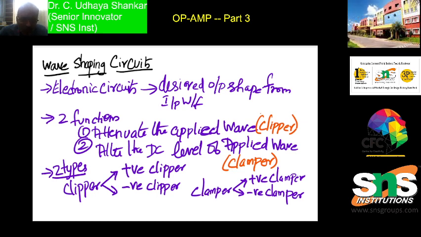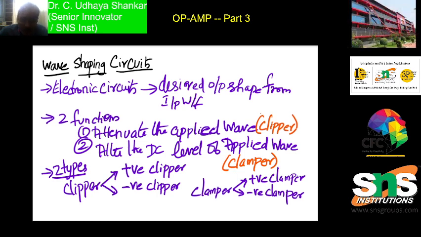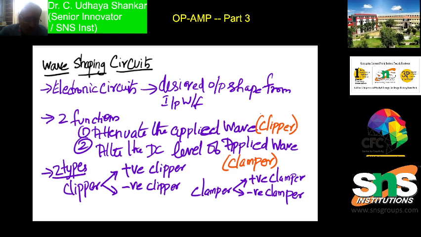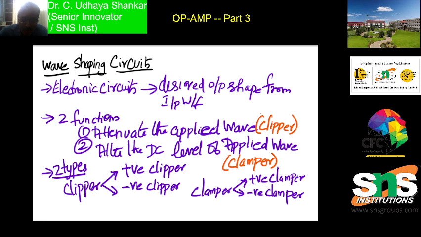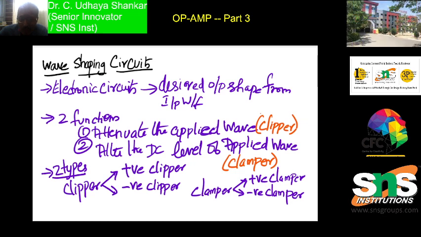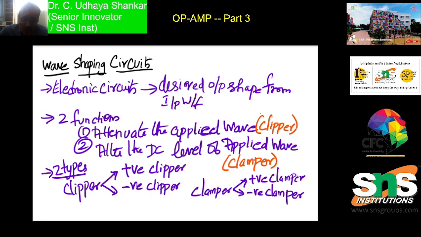As you all know, what is a wave shaping circuit? It is nothing but an electronic circuit which can produce a desired output waveform from any input waveform. So, for example, any input waveform will be given to an op-amp based circuit, and that will be converted to the desired output shape. That is called a wave shaping circuit, and it can be implemented by using op-amp.